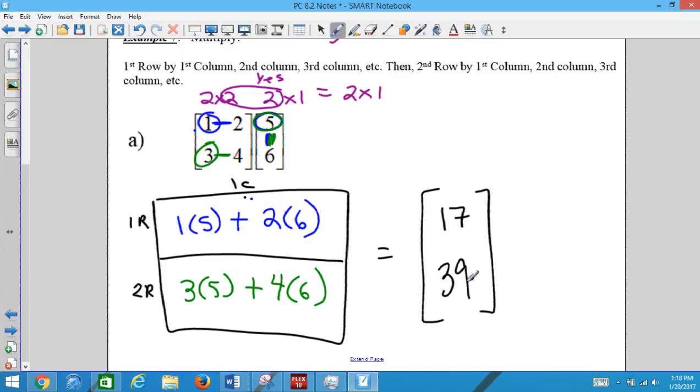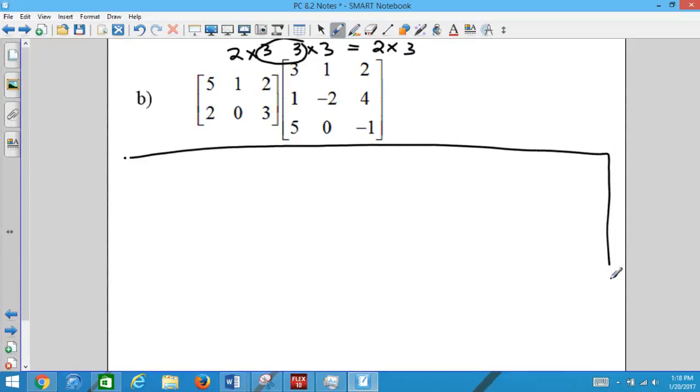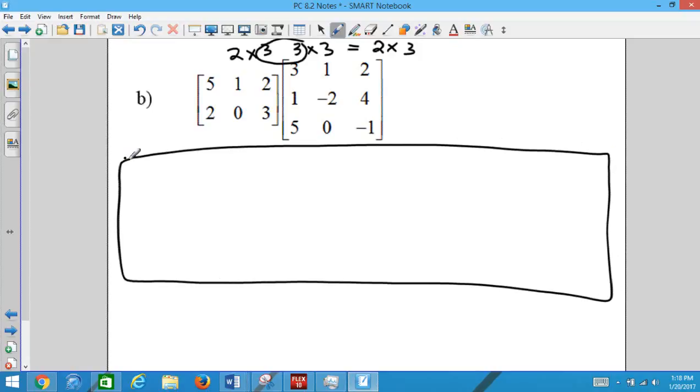All right, let's do that again, only with more. What are our dimensions? 2 by 3 and a 3 by 3. Can I multiply these? Yes. What will I get when I'm done? How do you know it's going to be 2 by 3? The outside two numbers. These numbers here.